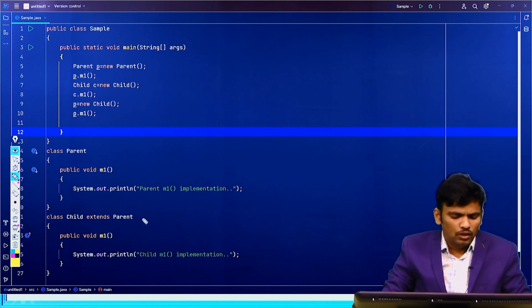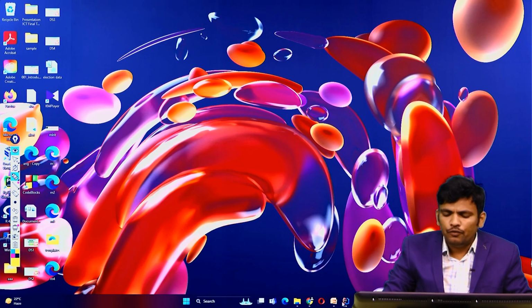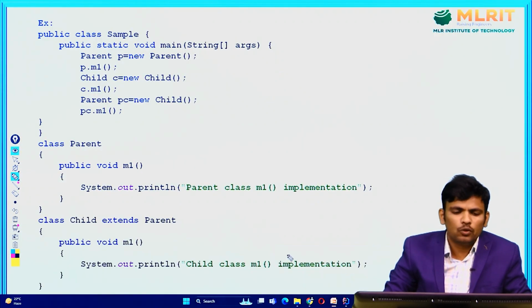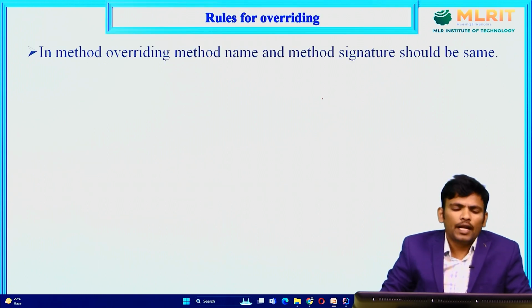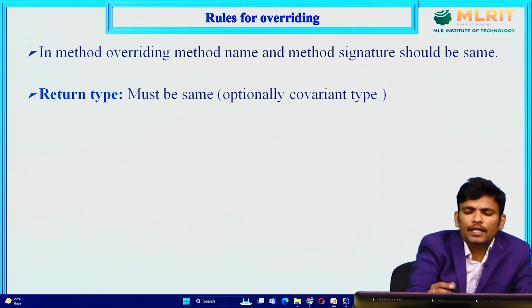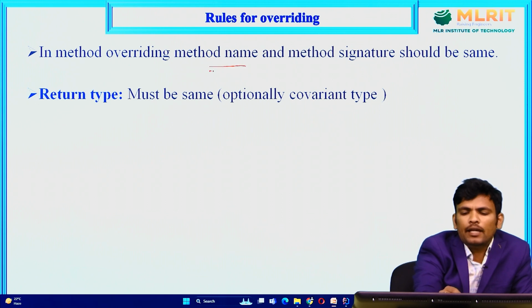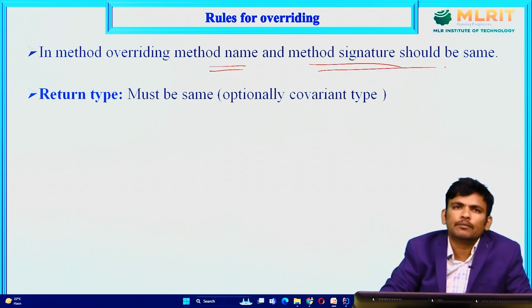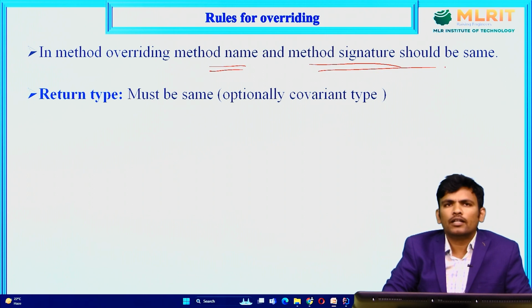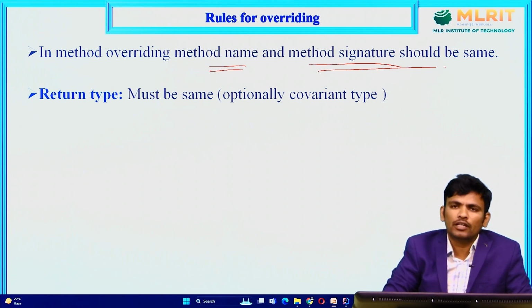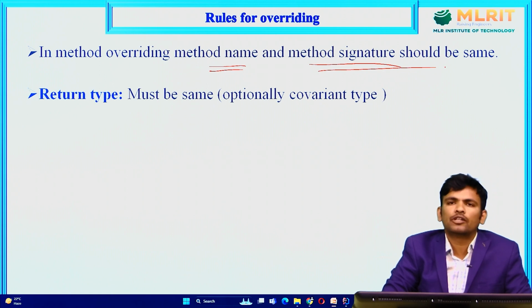And to override a method, we need to follow some rules. So what are the rules to override a method? In method overriding, the method name and method signature must be the same. If you want to override the method, the method name must compulsorily be the same. In the parent class, if you take M1, in the child class you need to take M1 only, and only then does it become method overriding.